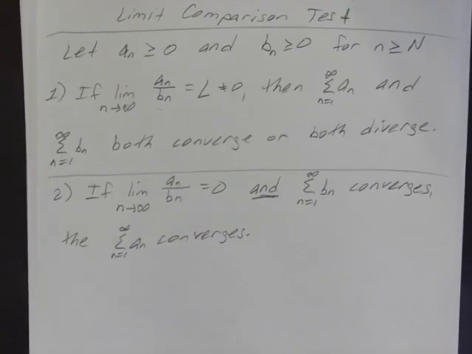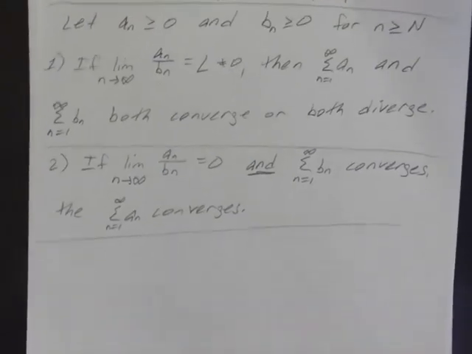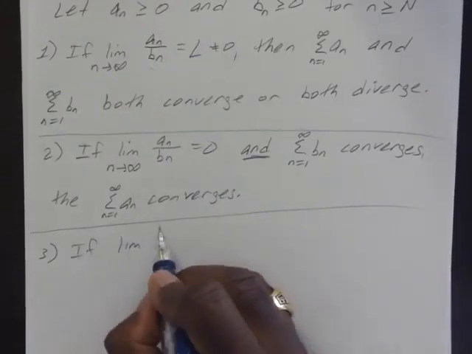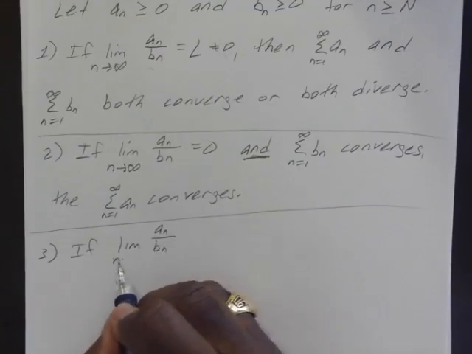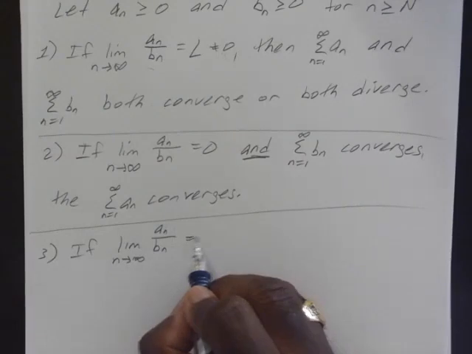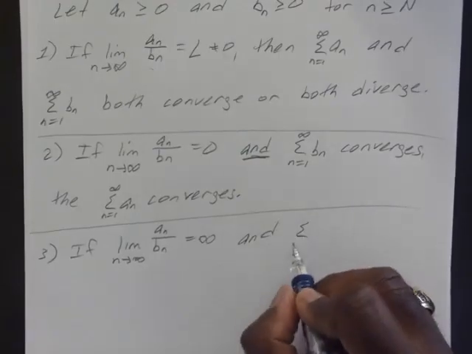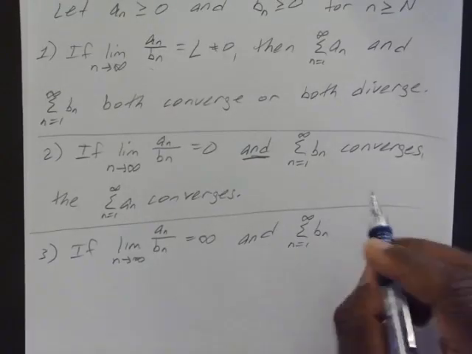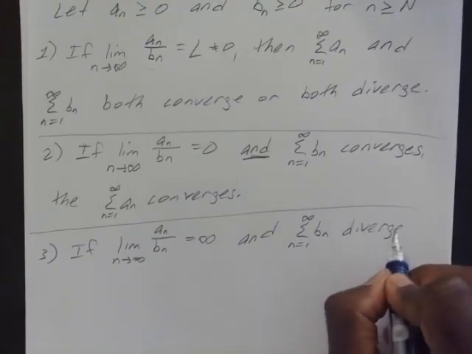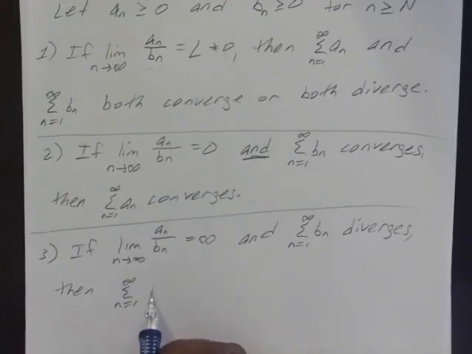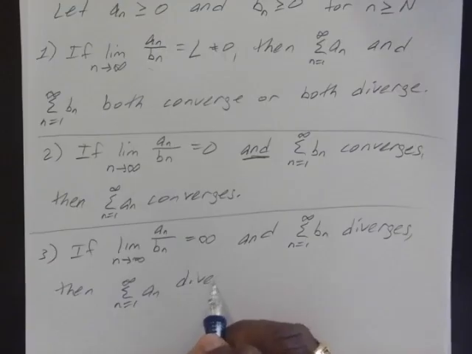Okay. And we know that if the limit of a sub n divided by b sub n as n approaches infinity is equal to infinity, and the sum from n equals 1 to infinity of b sub n diverges, then we know the sum from n equals 1 to infinity of a sub n will also diverge.